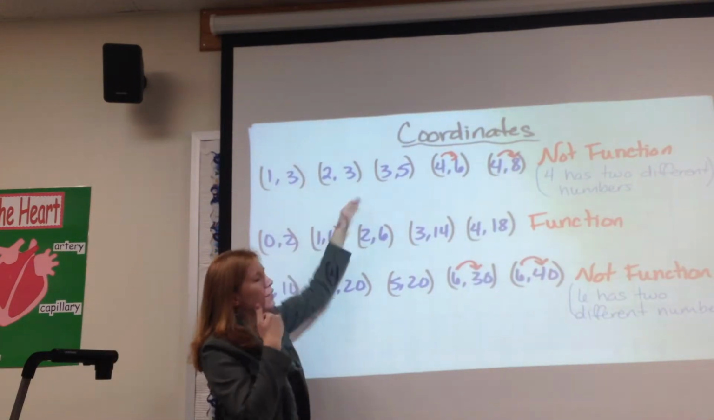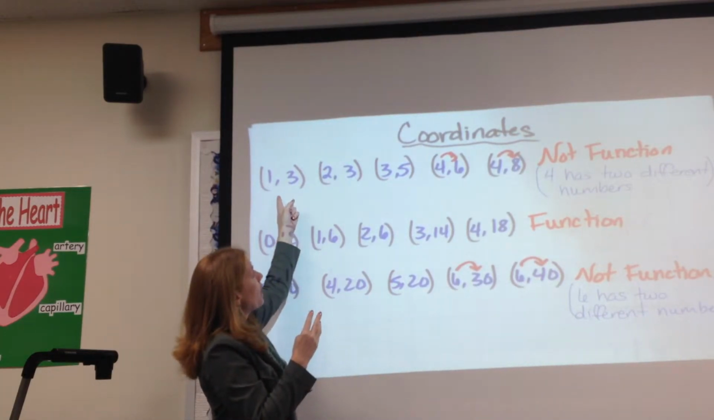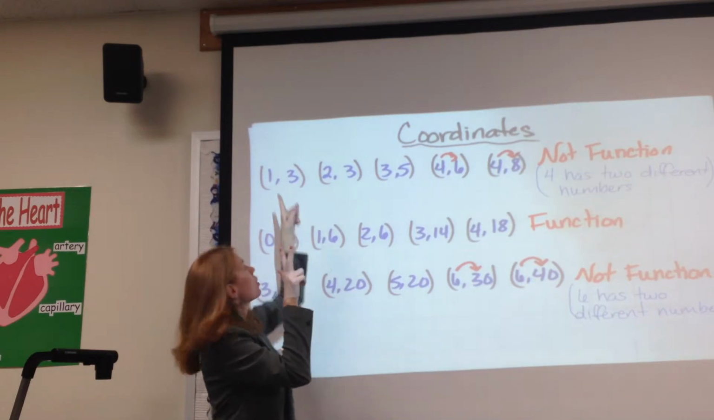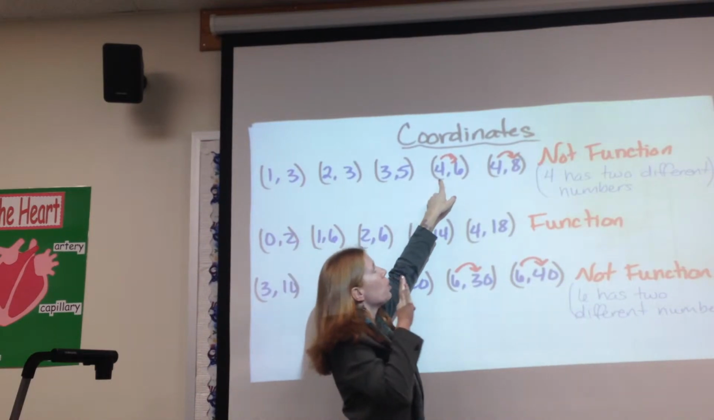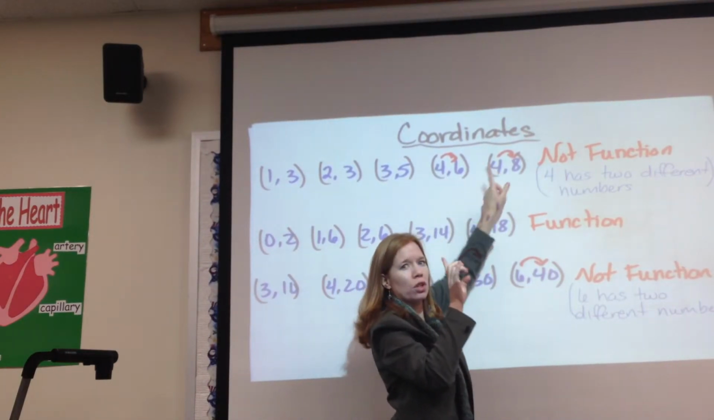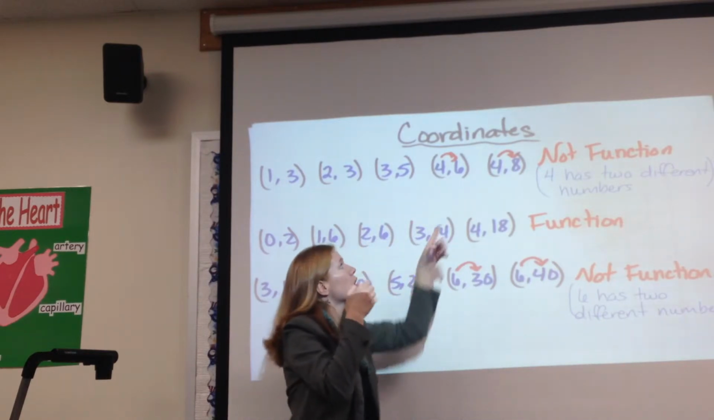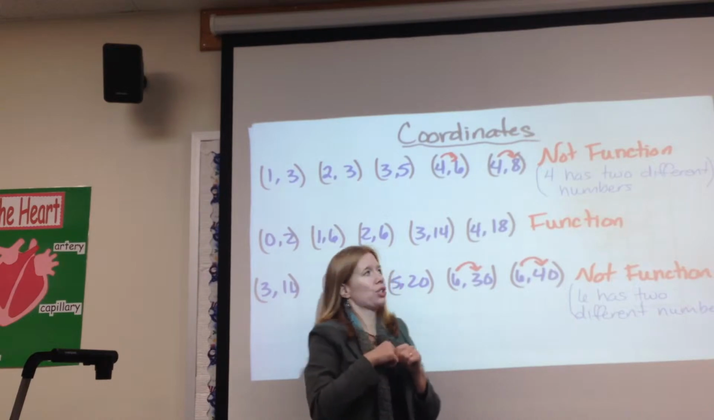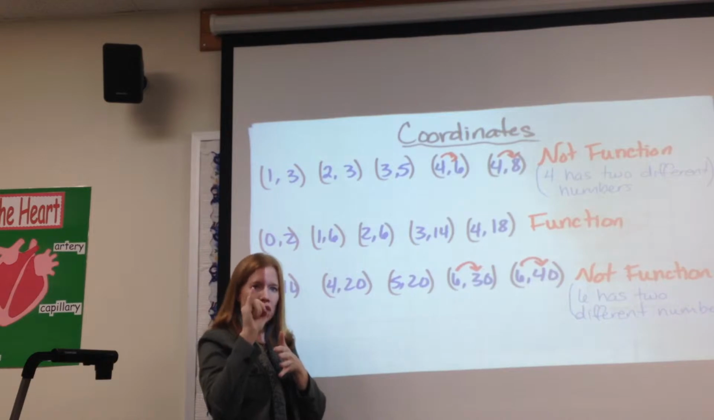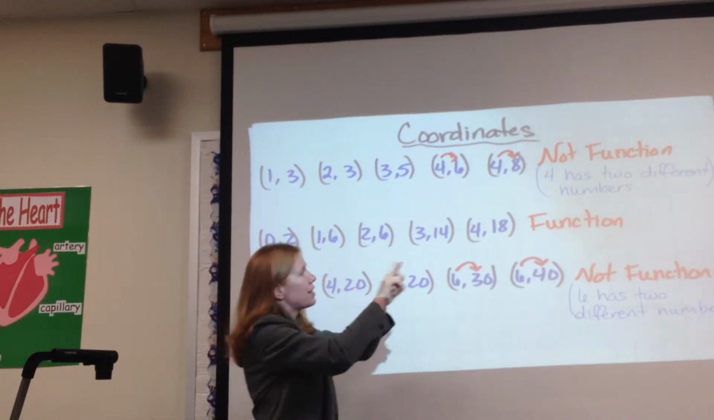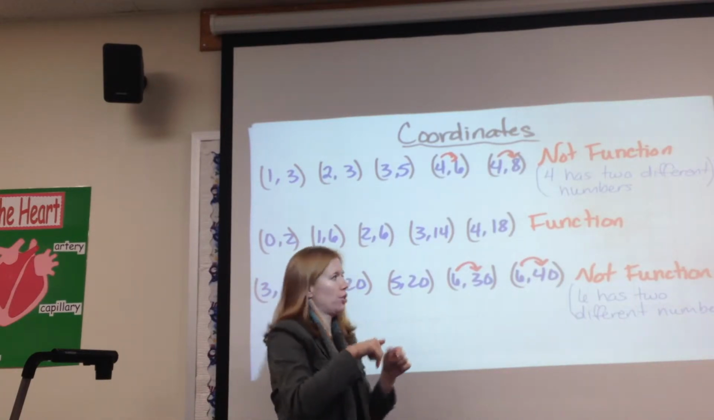Let's look at these. If I have the numbers for a graph, okay, look here. 1 matches with 3, 2 matches with 3, 3 matches with 5, 4 goes with 6, or 4 goes with 8. This is not a function because 4 has 2 possible answers. This one, yes, this is a function because each one is different. Each input number has a different outcome answer.